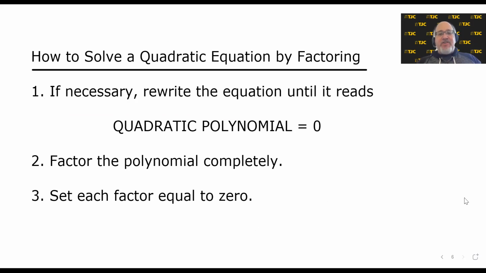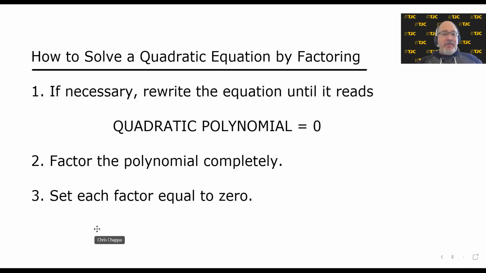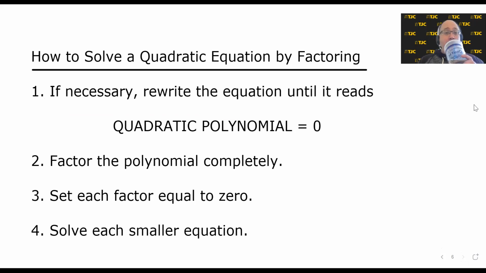Step 3, set each factor equal to 0. That's where we split this equation and wrote x minus 3 equals 0 and x minus 4 is equal to 0. That overcomes the obstacle of too many x's being in each other's way. And then lastly, solve each smaller equation. So if you wanted to boil this down, because I like capturing the essence of this flow as minimally as possible, I can summarize it in 4 words.